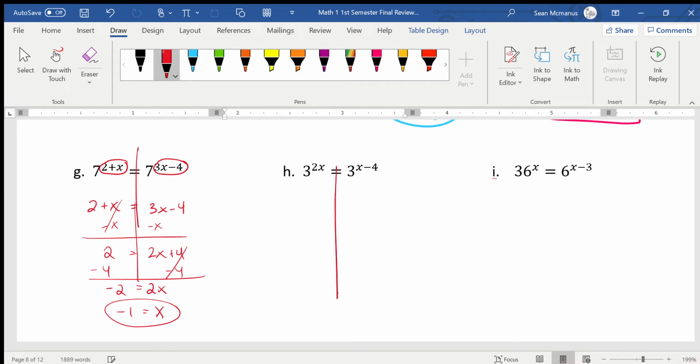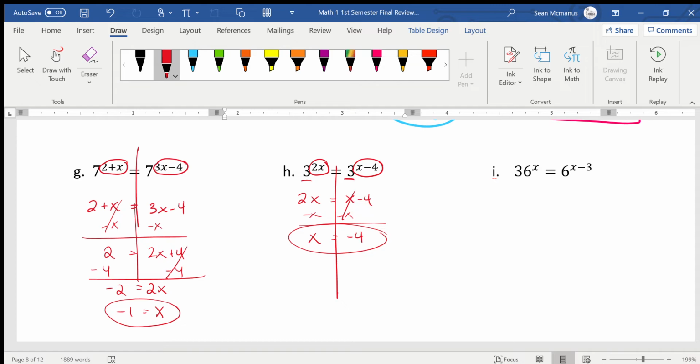Same exact thing over here. I have the same base, 3 and 3. That means that if the sides of that equation are equal, then these exponents have to also be equal. So 2x equals x minus 4. Subtract the x from that side. X equals negative 4. Done. Right, these are not nearly as complicated as some people were fearing.